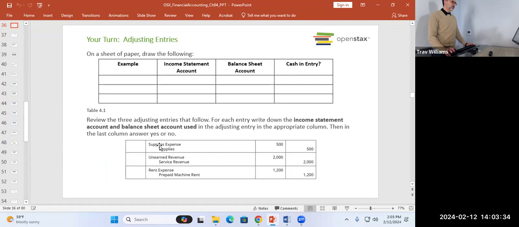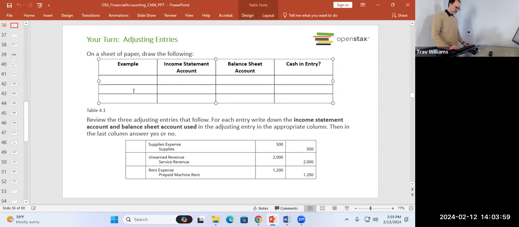Okay, so there are 3 adjusting entries. See them down here? We have 3 journal entries. Each one is an adjustment. And what we need to do one by one, we're going to look at it and figure out which is the income statement account, which is the balance sheet account, and was there any cash involved in that transaction? I'm just gonna put 1, 2, and 3, okay?